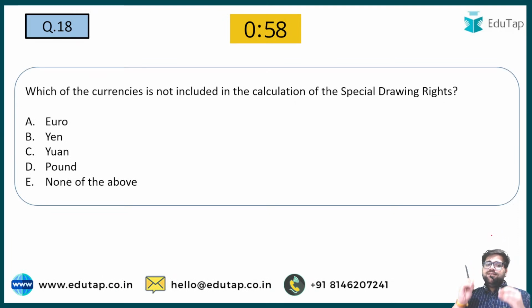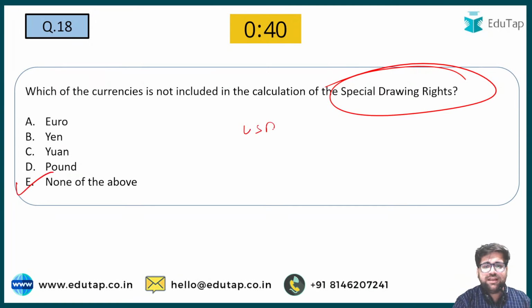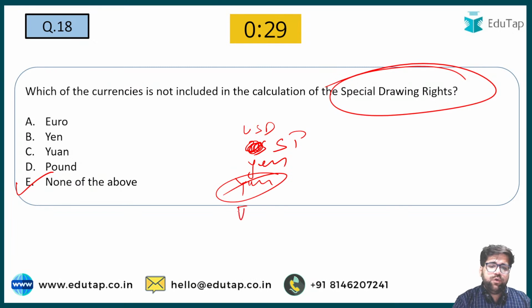Which of the following currencies is not included in the calculation of SDR? We have covered this point previously as well. Please take less than 10 seconds to answer it. I'm not wasting much of your time. The answer will be none of the above, because all the currencies we have discussed: the US dollar, the UK sterling pound, the yen of Japan, China's renminbi, also known as yuan, and the euro. I hope you know about it. This is really very important.